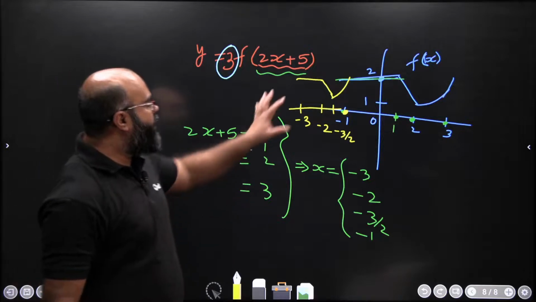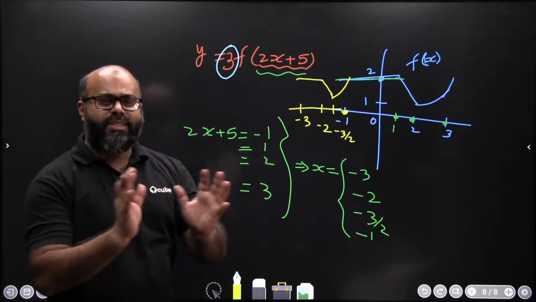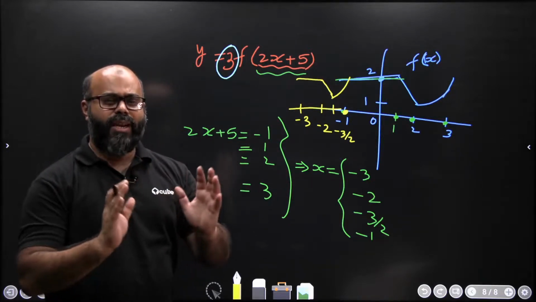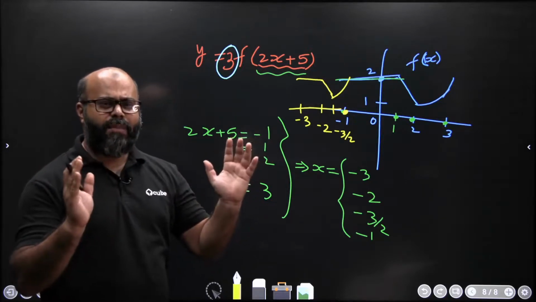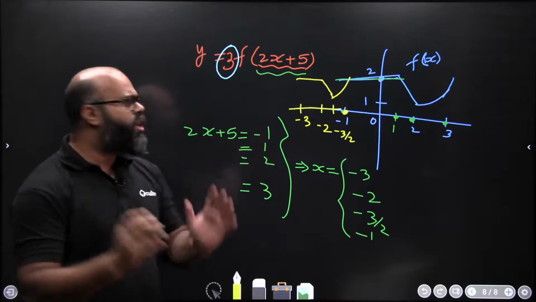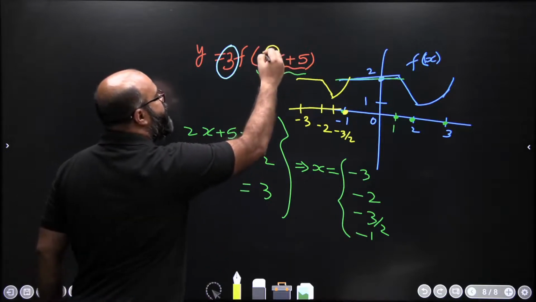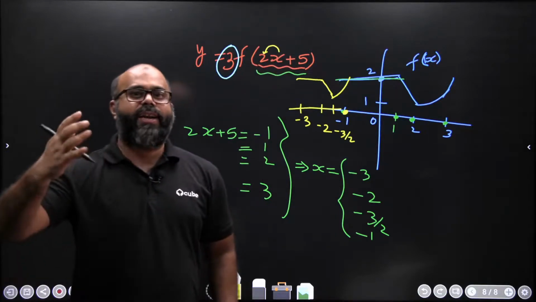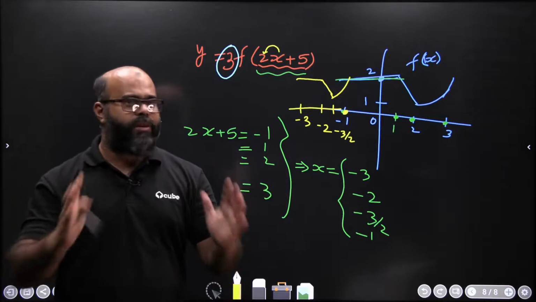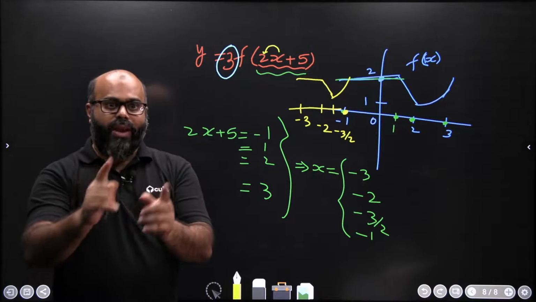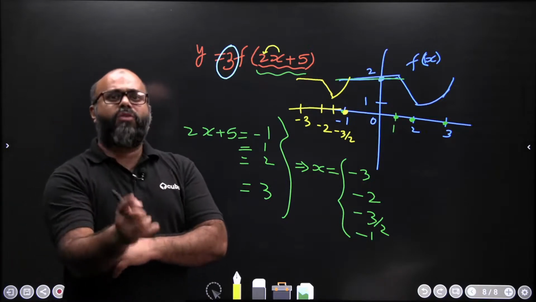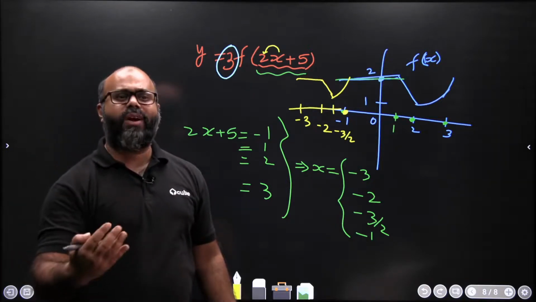What you observe here is that it has almost the same shape, same nature, but its size has changed. It has slightly shrunk. Why has it shrunk? Because you are multiplying x by 2, which is a value greater than 1, so obviously it will shrink. And then you are adding 5 to 2x as well. So what will happen? You will expect that it will shift towards the left.